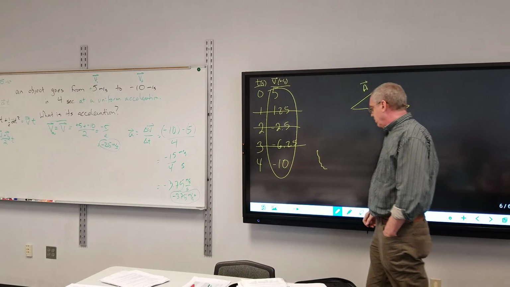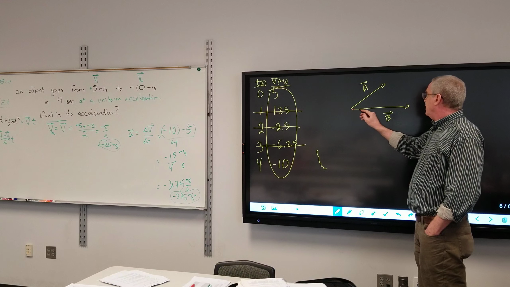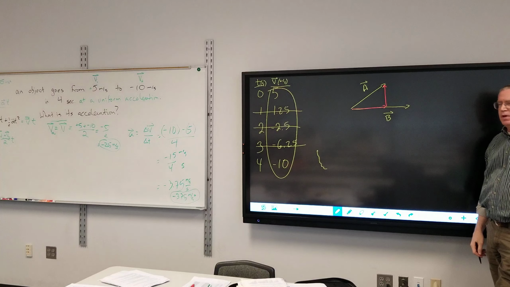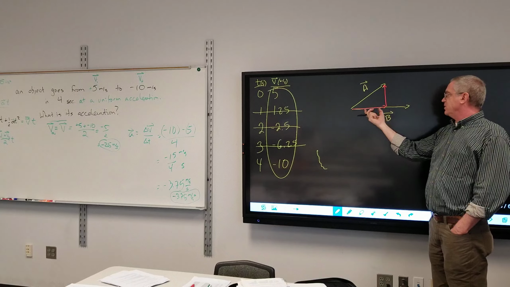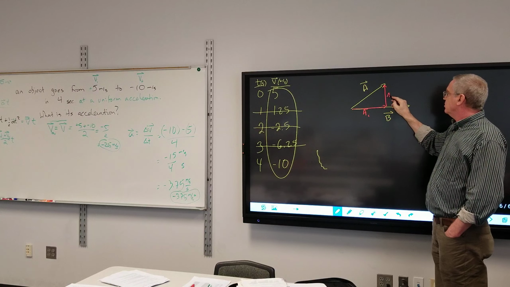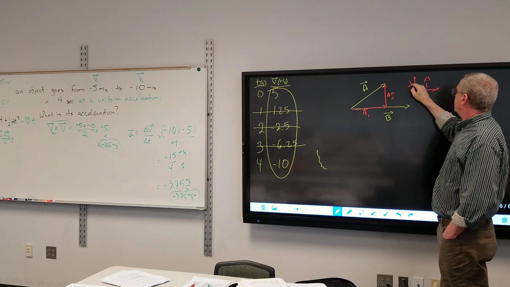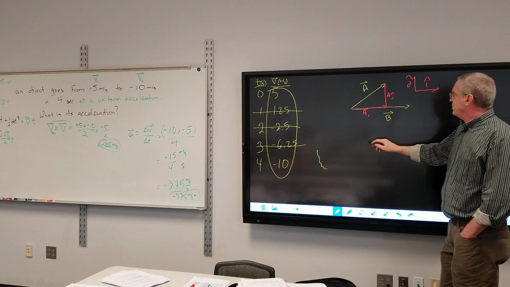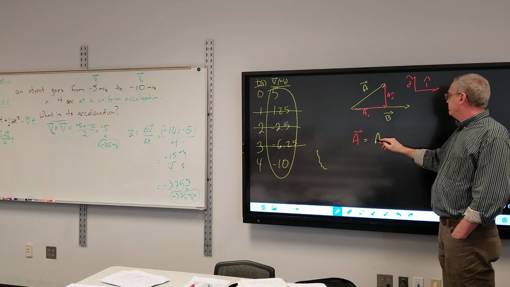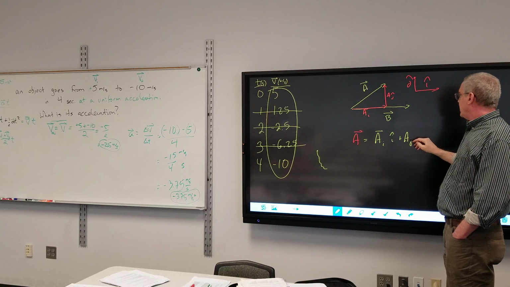I can break one of them up into its components, so let's go ahead and do that. So A, I've got a certain amount that I go to the right, a certain amount that I go up. So my vector A is a combination of this plus that. What do I call this? A sub I and A sub J. And what the heck, let's go ahead and define I to be in the direction of B and J perpendicular. So I have this vector, A, which is this component, I hat, plus that component, J hat.